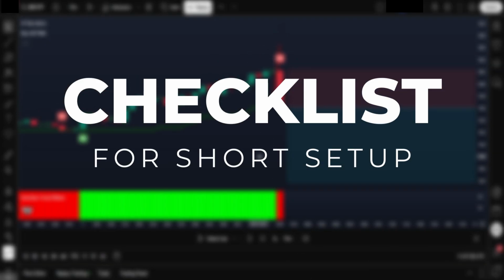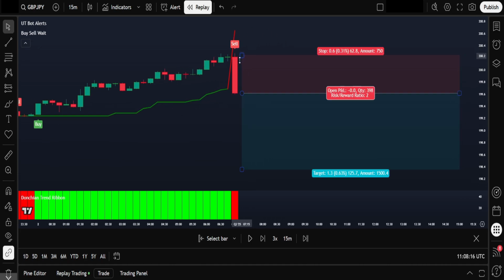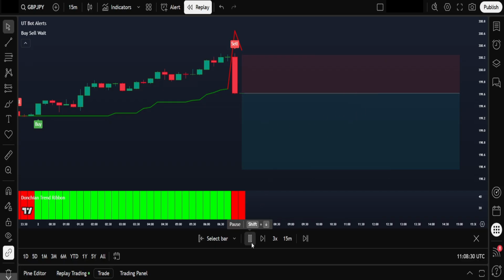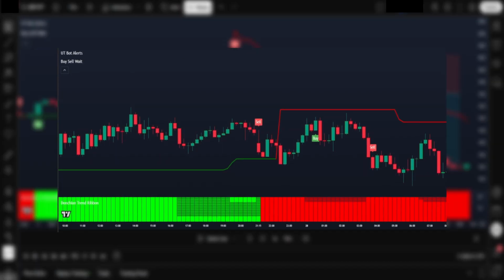Checklist for short setup. The Donchian Trend Ribbon flips from green to red and stays red. The buy-sell wait trend CI turns red and stays red. UT-Bot alerts prints a sell, while both the ribbon and the trend CI are still red. All 3 must be true on a closed candle. We act on the next candle open. Stop goes above the nearest meaningful swing high. Target is 2R. If at any point the color agreement breaks before UT-Bot prints, the setup is invalid, and we wait for the next alignment.